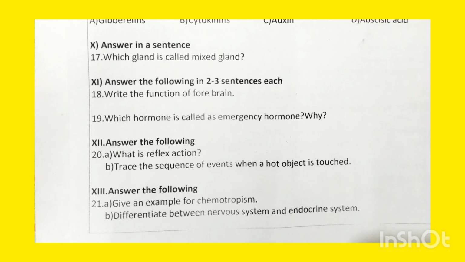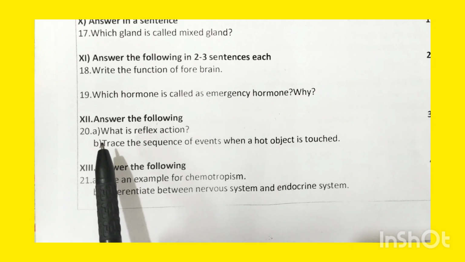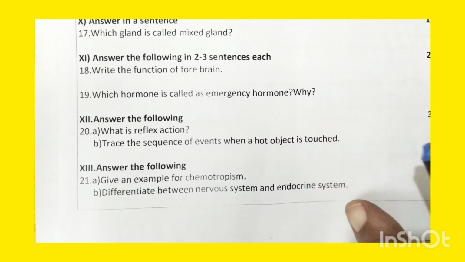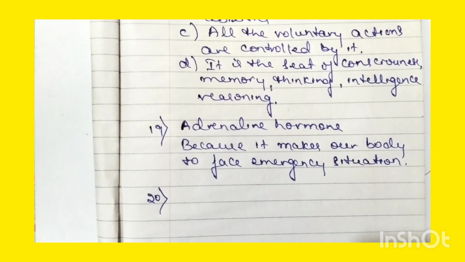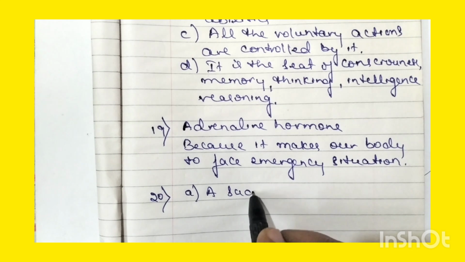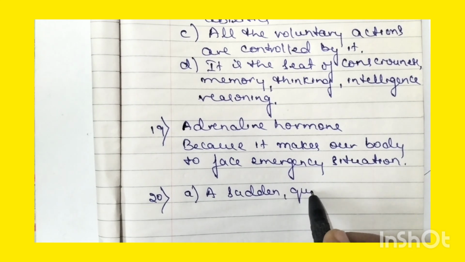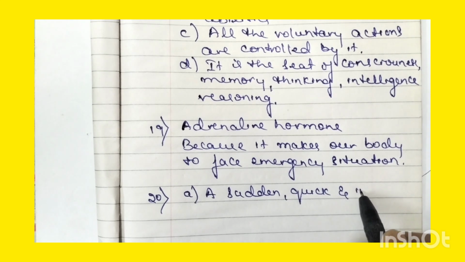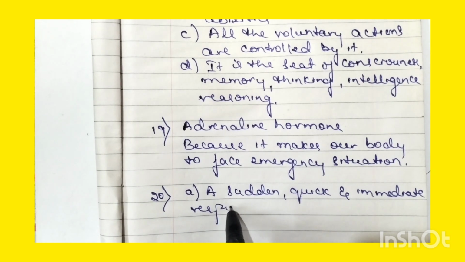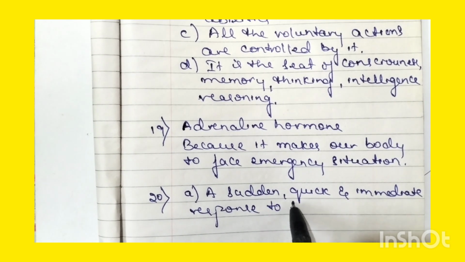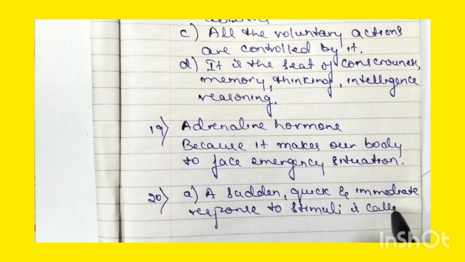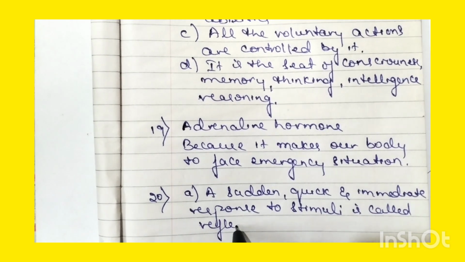Now let us move to the 20th question. What is reflex action? Trace the sequence of events when a hot object is touched. Let us write the reflex arc. The first question is, what is reflex action? A sudden, quick and immediate response to stimuli is called reflex action.